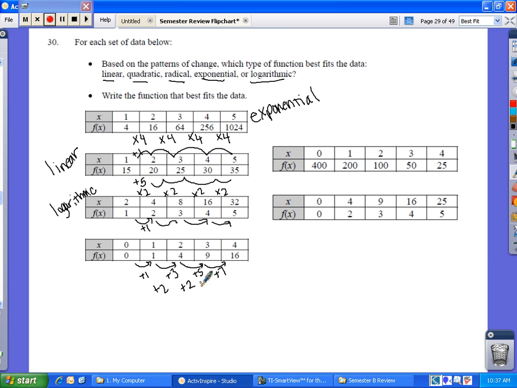Okay. So plus 2, plus 2. So since my second difference is constant, I know that this is going to be a quadratic.